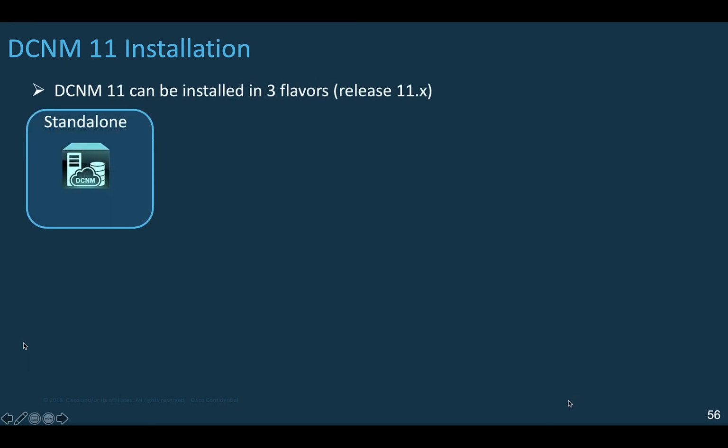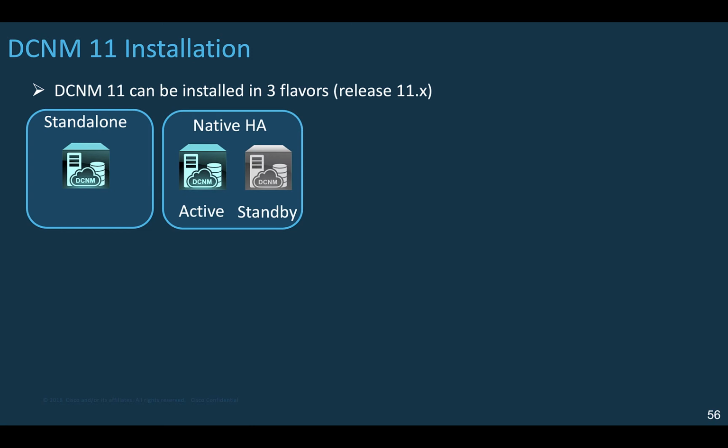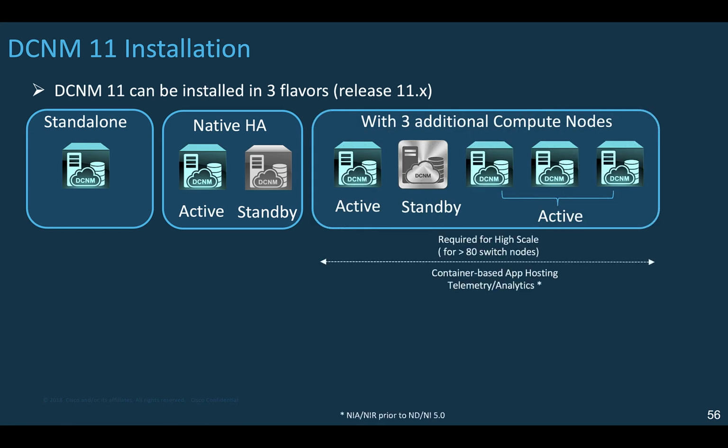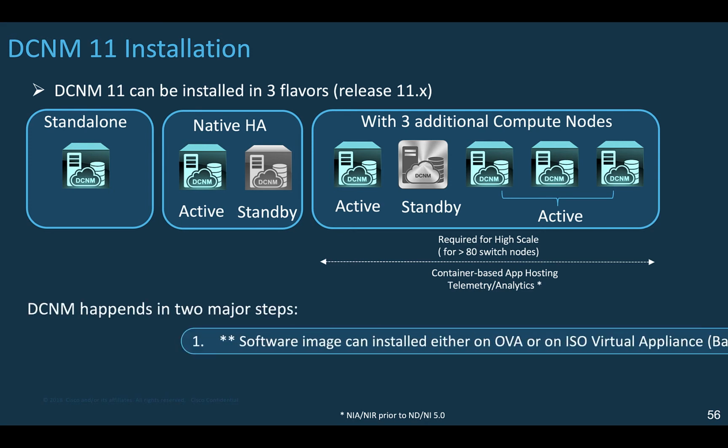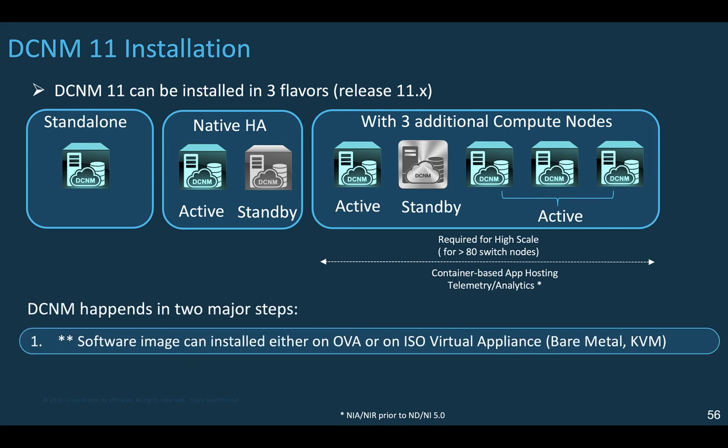The installation of DCNM 11 comes in 3 flavors. It can be a standalone machine, physical or virtual. It is recommended to deploy the DCNM 11 appliance in HA mode, high availability mode. This is recommended, not mandatory, but recommended. And for scalability purposes, you may need to add 3 additional compute nodes, right? So this is based on your topology.